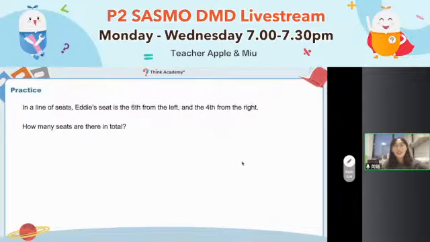So far, is that easy? Okay. And also here, Teacher Apple want to mention that sometimes you will see queuing problem like this. In a line of seats, okay, they are not queuing, but actually we'll see that the matter is the same. Addie's seat is the 6th from the left and the 4th from the right. So how many seats are there in total?